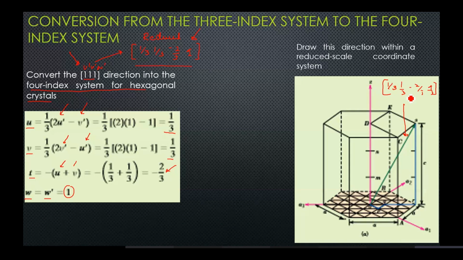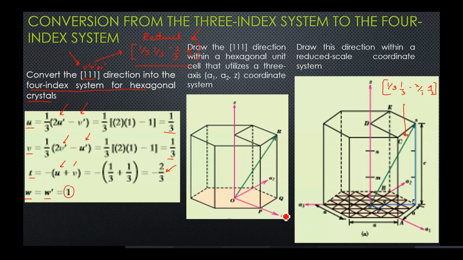Now let's use the original 3 index system and draw it on a hexagon. In the 3 index system, UVW in a hexagonal crystal structure, you would only have A1, A2, and Z axes. You will not have the A3 axis. Clear? For the 3 indices in the hexagonal unit system, you'll have the A1, A2, and Z coordinate system. Clear?